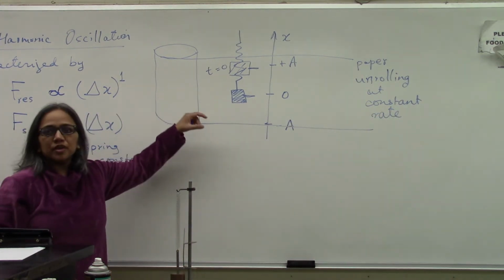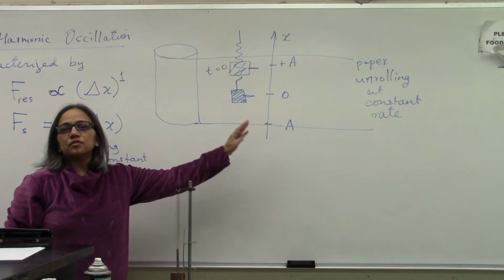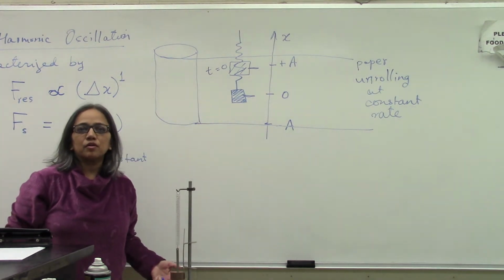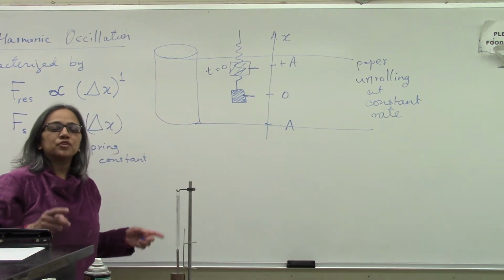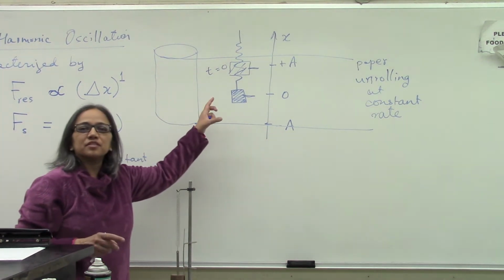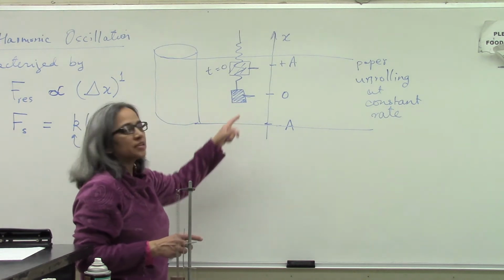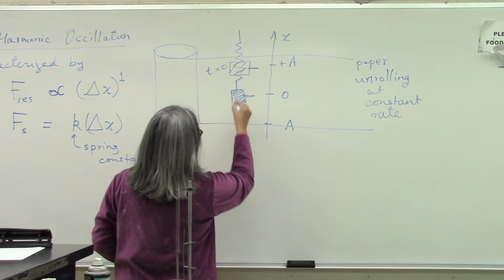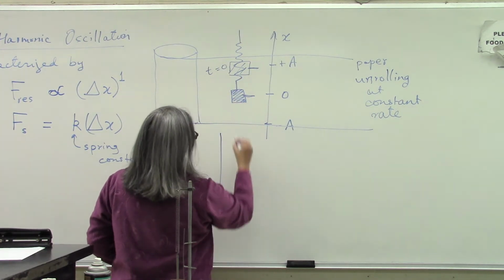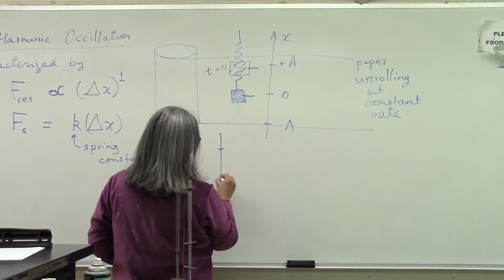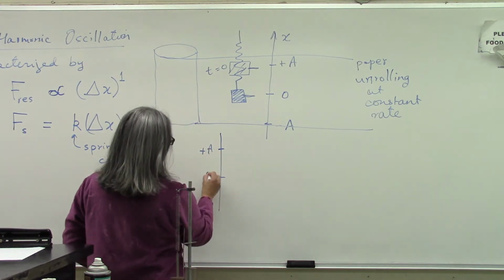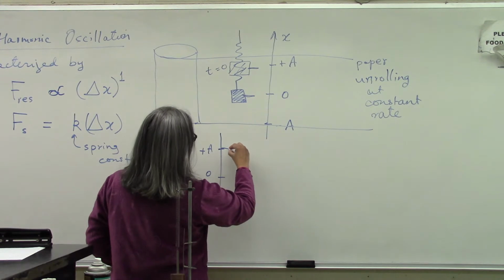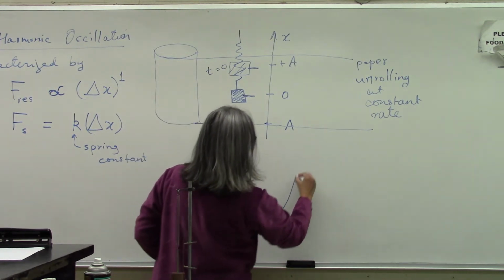Okay, so the mass is going up and down, the paper is unrolling at a constant rate, and the pen that's attached to the mass is making a mark on the paper. So I hope that you can visualize this, and see that the marks the pen will make on the paper will look something like this. So we are starting here, at plus A. So this is plus A, 0, minus A. It'll start something like this, and then unspool like that.